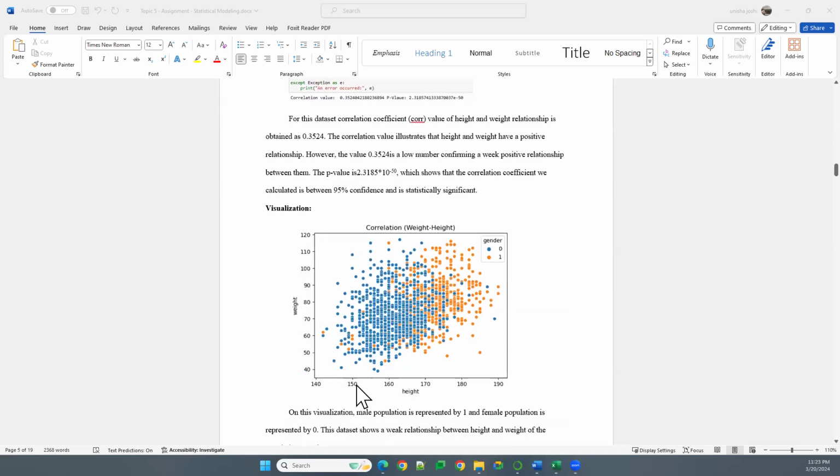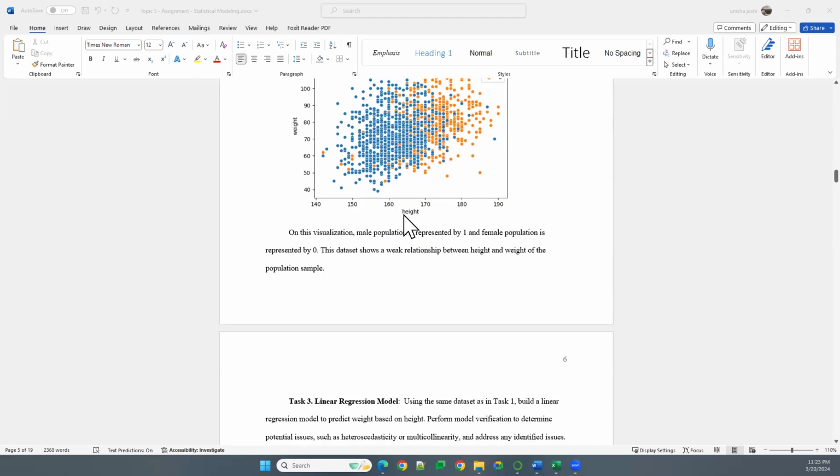So this is the visualization. If we see, the data is distributed and doesn't show any linearity or specific correlation, so that's why we got this low correlation coefficient.